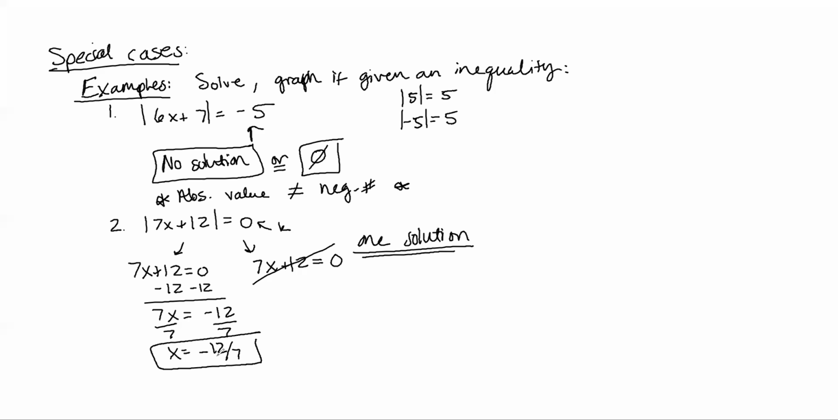Couple more special cases. Let's say we have the absolute value of x is greater than negative 1. So anytime you see a negative on the right-hand side, think that you have some kind of special case, either 0 or a negative number. That'll give you a special case. So if it's greater than negative 1, well, we know the absolute value is positive.